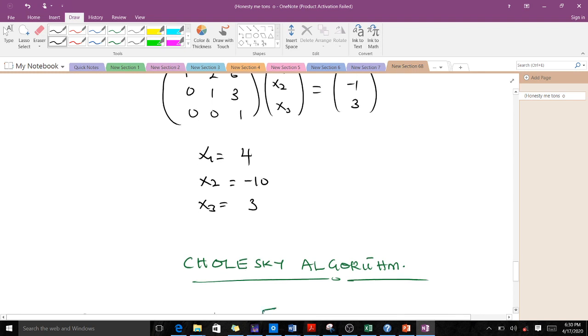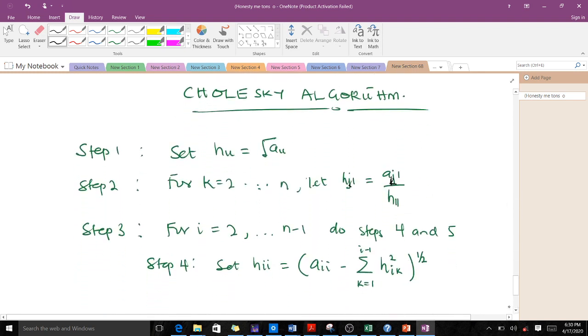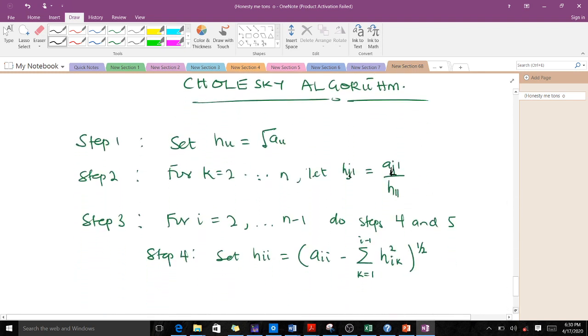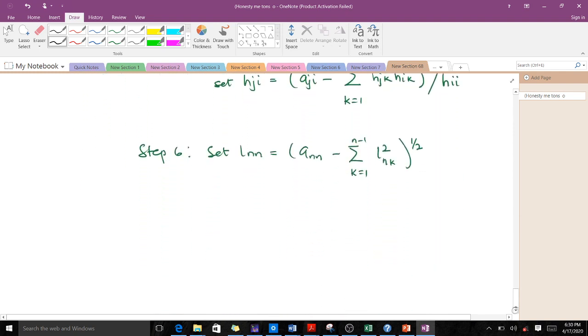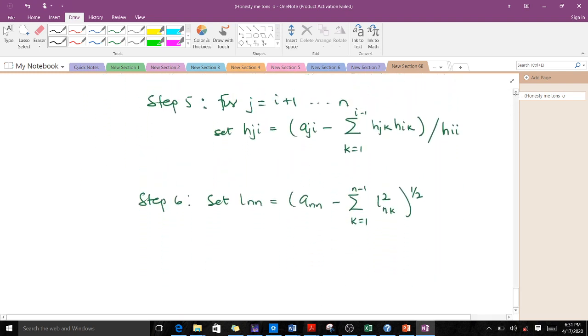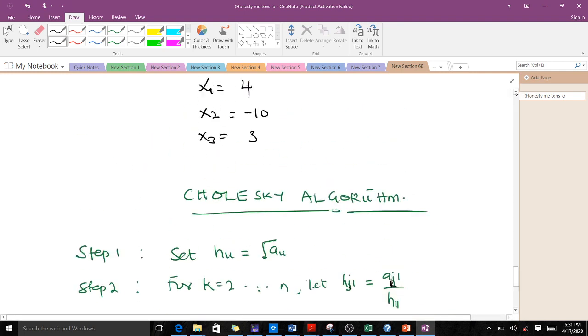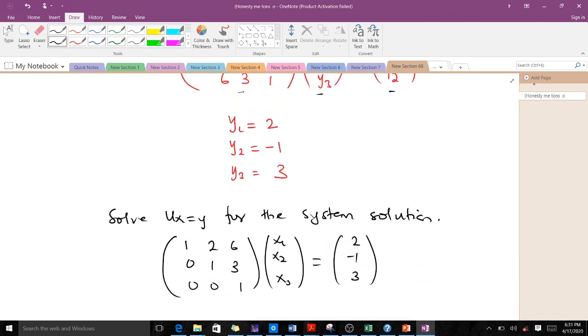So once again, we did that using the Cholesky algorithm. And this is how the Cholesky algorithm looks, as I've explained. So that's the Cholesky algorithm. Like I told you, if you can't really understand the Cholesky algorithm, then you can just multiply the two matrices and by equality of matrices compare.